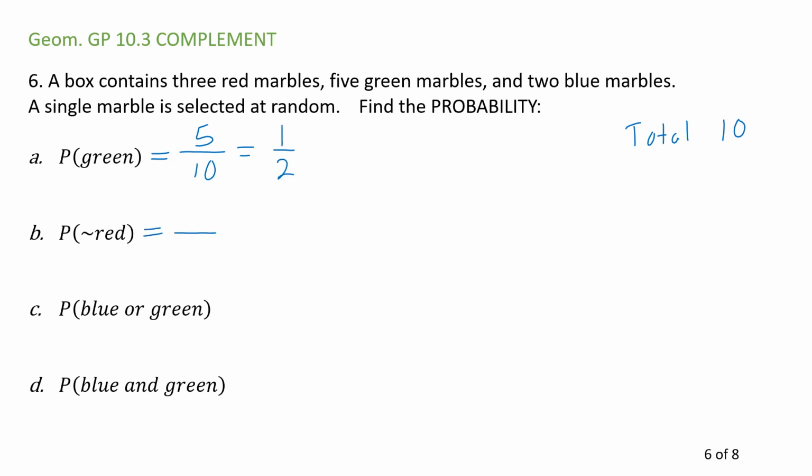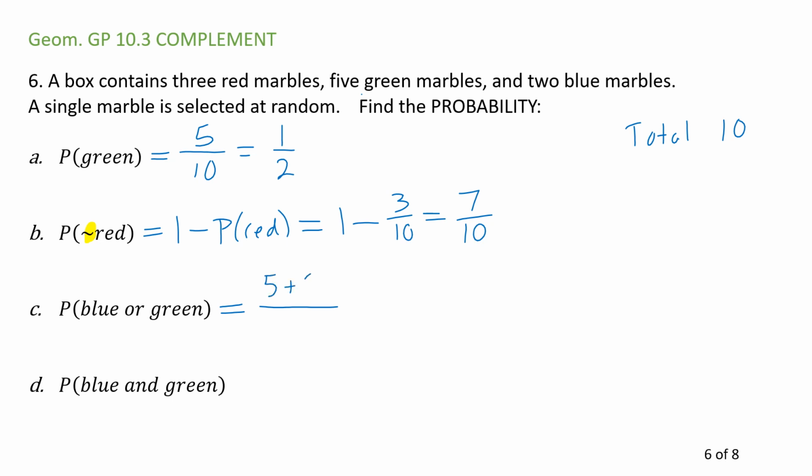This is the probability of not red. That means I want to do this as a complement. It's not required, but I'm going to think of it as 1 minus the probability of red. Well, the probability of red, there are 3 out of 10. You could also do this. Just count up the number of things that are not red, and you get 7. Blue or green? Well, I'm just going to count up the number of things that are blue or green. I've got 5 greens. I've got another total of 2 blues. So 5 plus 2.